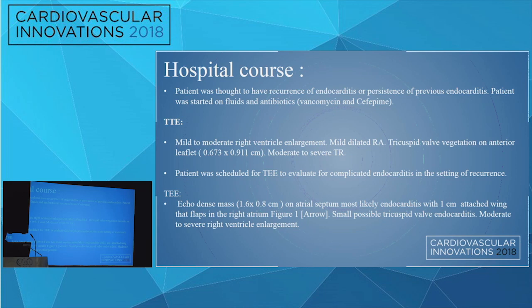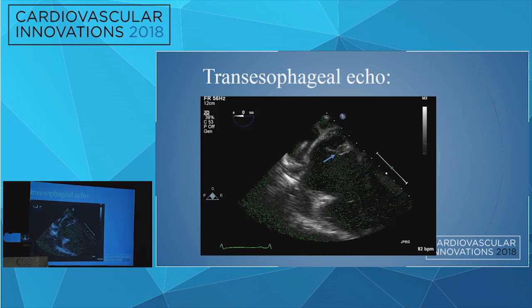TEE showed an echodense mass on the atrial septum, most likely endocarditis, and there was a 1 centimeter flap on top of that mass that moved back and forth in the right atrium. There was also a small tricuspid vegetation. This is the TEE that showed the mass attached to the atrial septum and the 1 centimeter mass on top of it as well.